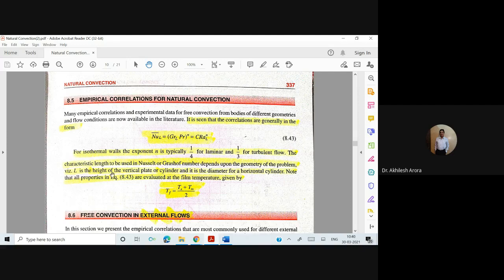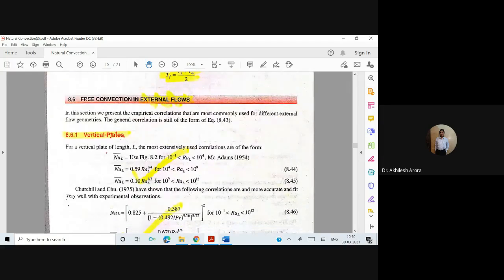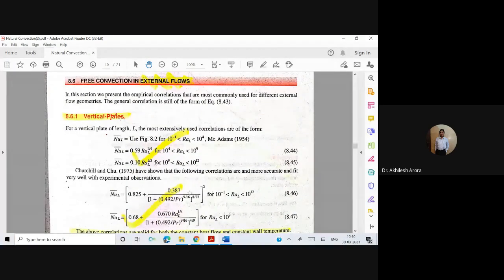All the properties in equation 8.43 are to be evaluated at the film temperature, that is Tf is equal to (Ts plus T infinity) divided by 2. Once again, as I told you, we have to deal with a number of empirical relations. There are various empirical relations which are given here. You can see it here.